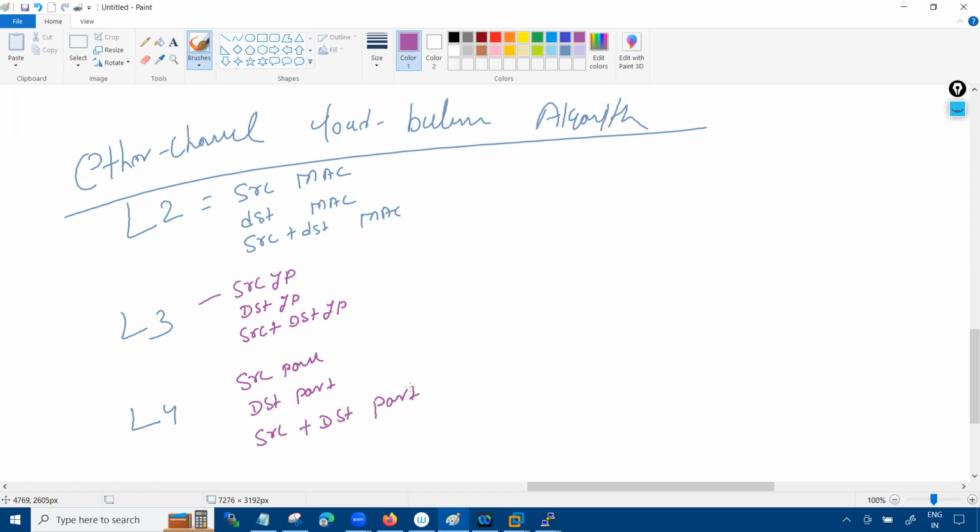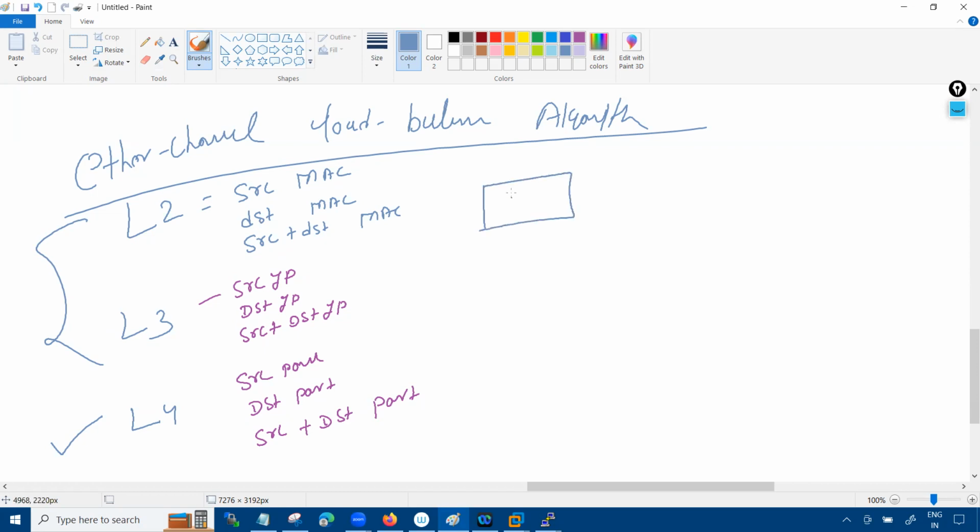Now you may have a question: which algorithm is enabled by default? Again, it depends on the platform. First of all, this will be supported in higher-end switches or routers. Basic models of switches and routers can support only these two things, so you can use any combination.